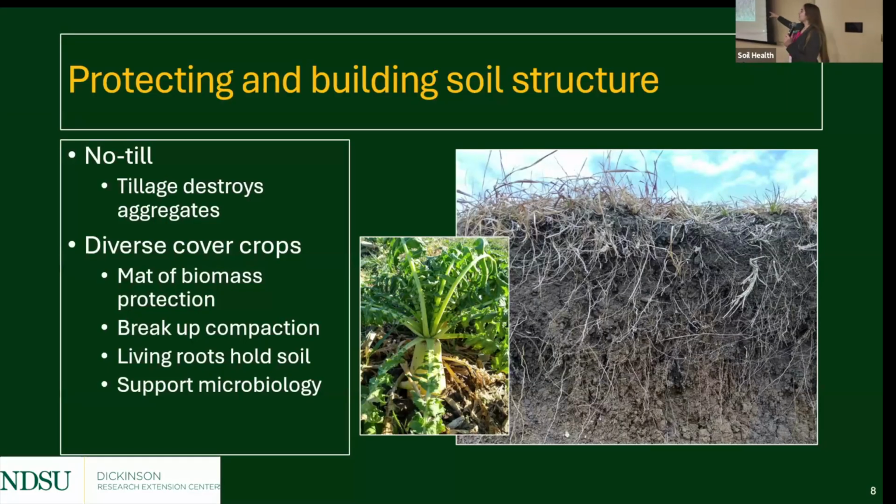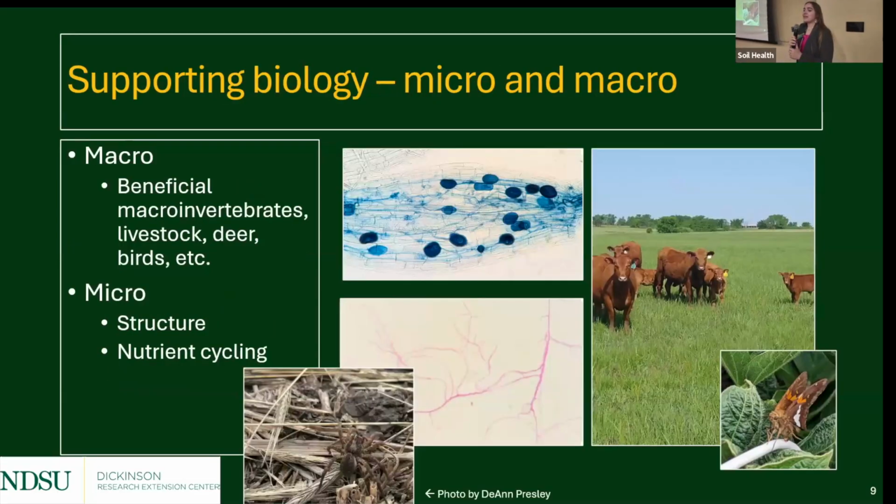And yeah, also the living roots. If you have living roots in the ground instead of just a fallow situation or an empty soil, you're physically holding on to those soil aggregates through the living roots. So something's actually there to anchor your soils. And then of course, this all kind of comes into supporting biology, microbiology, macrobiology, your crops, your livestock, the native prairie grasses you want to grow there.